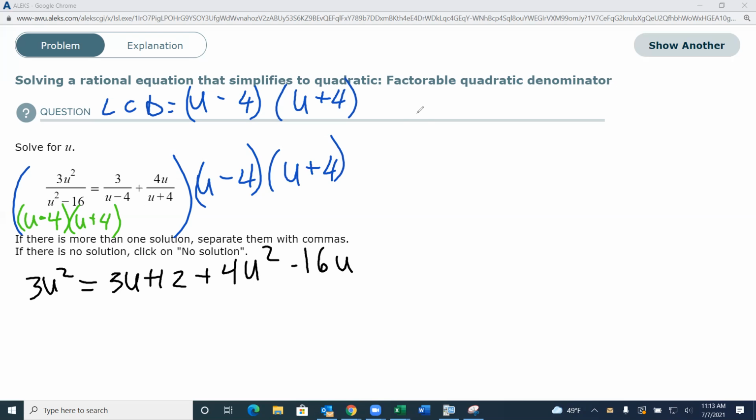So what's different about this one? Well, now we've got a quadratic. Highest power of x is 2. All right, well, we know how to solve those. I'll tell you what, why don't we subtract 3u squared from both sides?